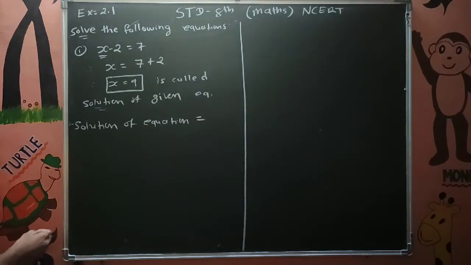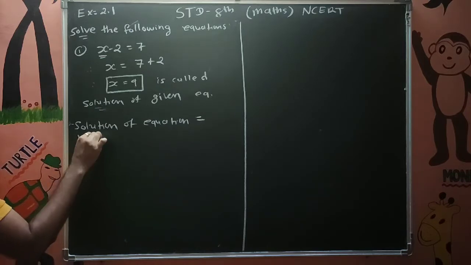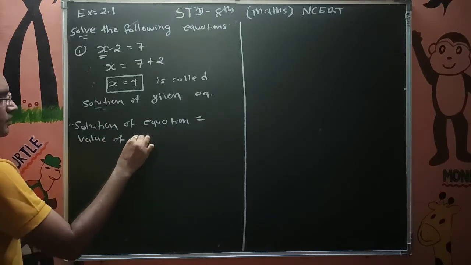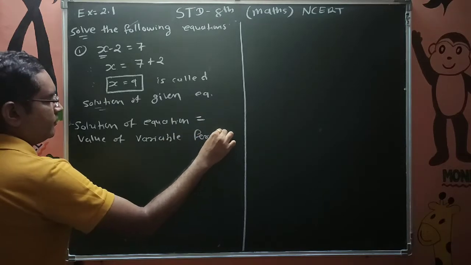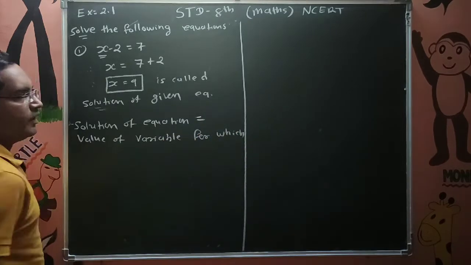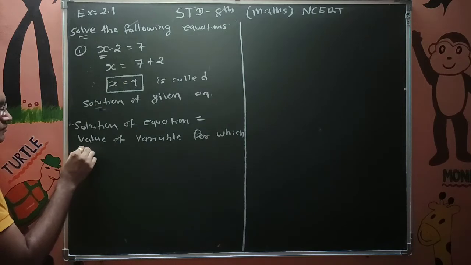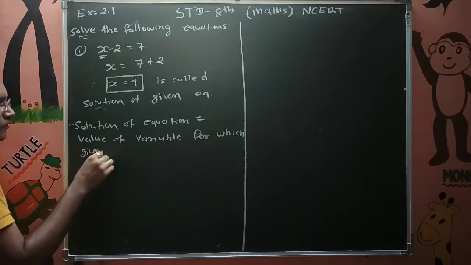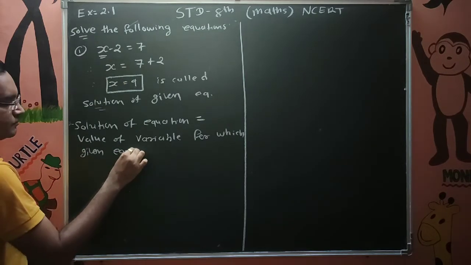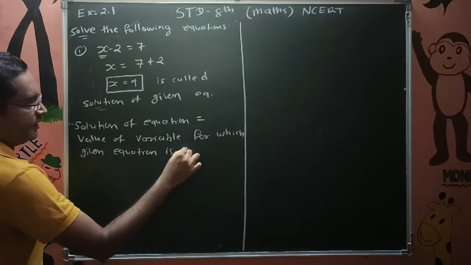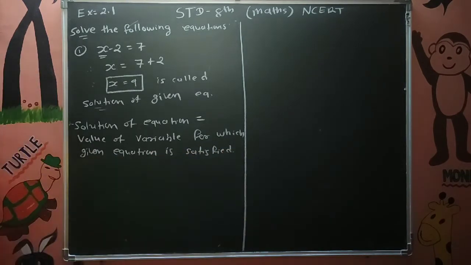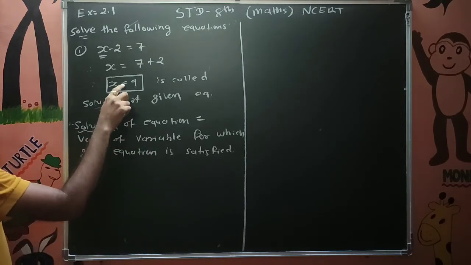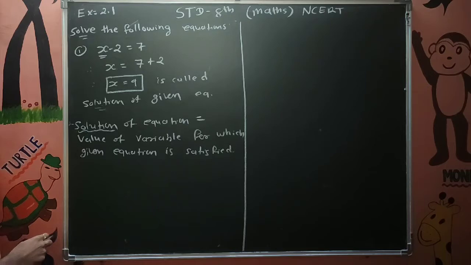Solution of equation means the value of the variable for which the given equation is satisfied is called the solution of the given equation. Done? So here we can say that x equal to 9 is the solution of this given equation. So what is the meaning of satisfied?